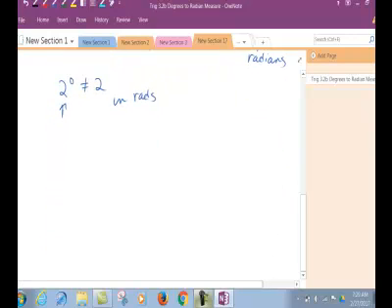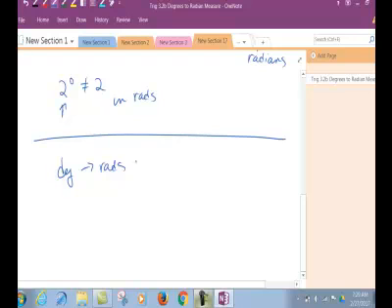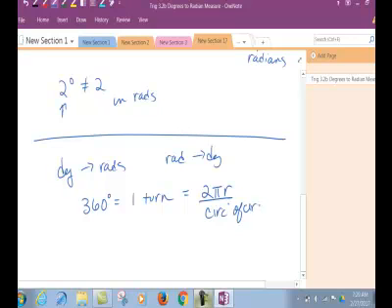Now we need to come up with a process to change quickly from degrees to radians, and also radians to degrees. So we're going to start here and say that 360 degrees is 1 turn, and 1 turn in radians is 2 pi r, the circumference of the circle. You remember that from geometry.